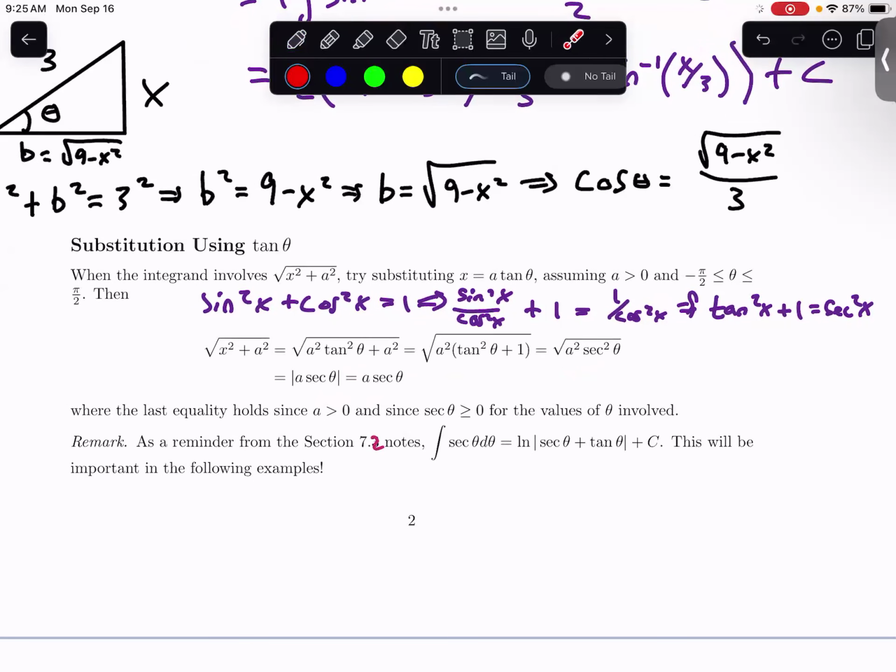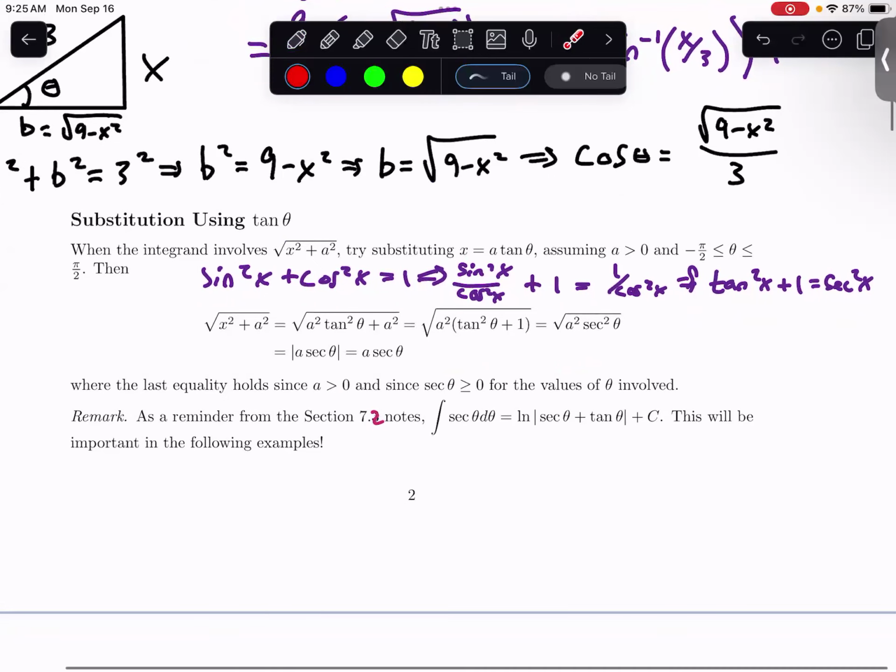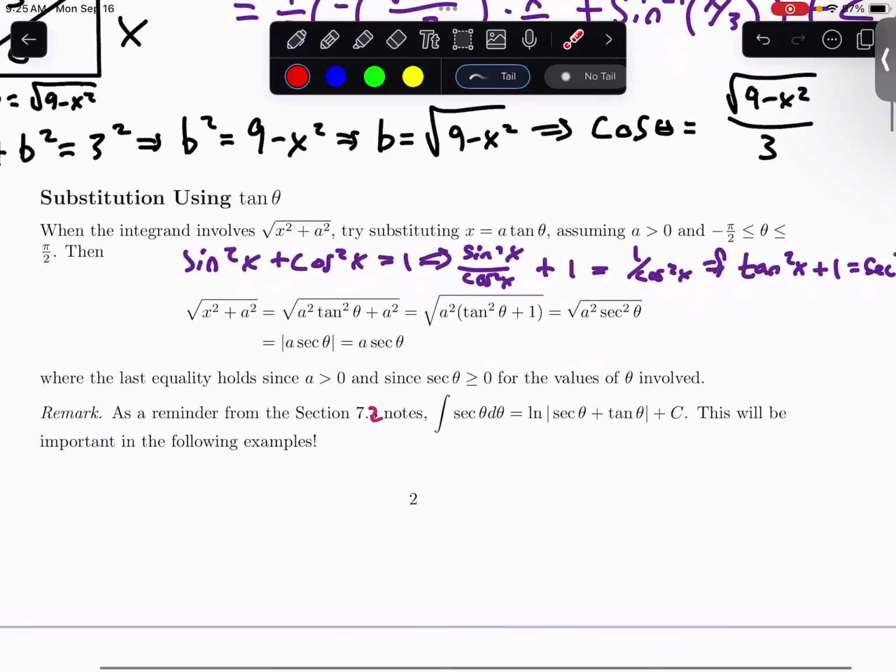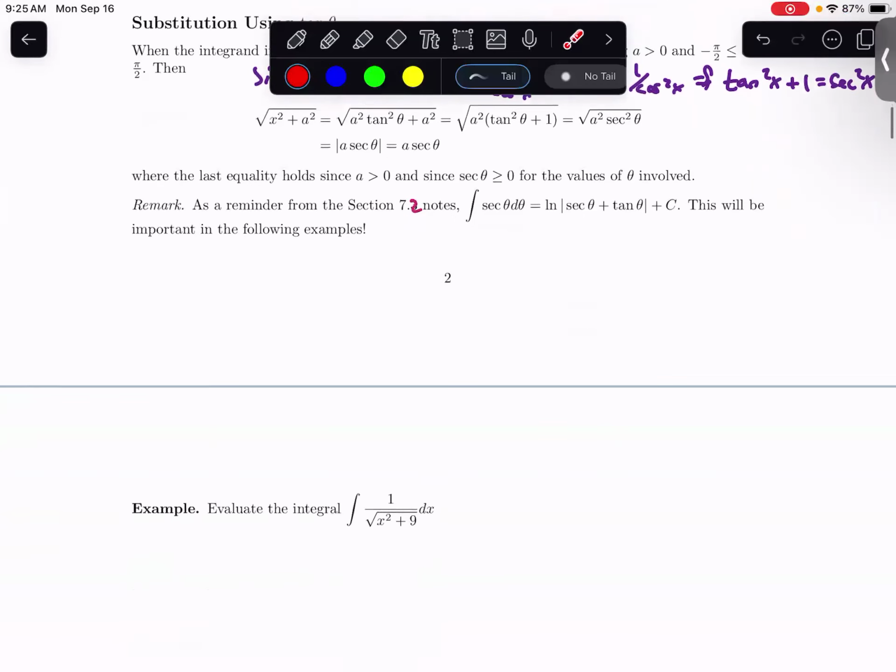As a reminder, this isn't something we've derived ourselves, but it's an annoying integral to derive. It takes a lot of work, so I'm just going to say what the equation is. From the section 7.2 notes, we have that the integral of secant theta ends up being the natural log of secant theta plus tangent theta plus c. So this will show up every now and then. I think it shows up in the next example.